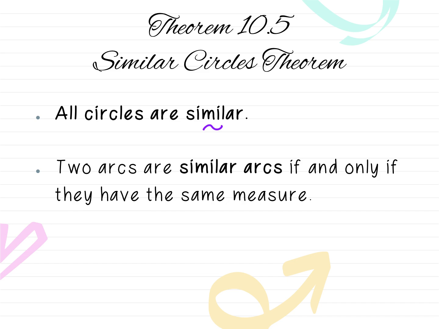Two arcs are similar arcs if and only if they have the same measure. So that does not mean they're congruent. They're similar. All circles have the same measure on the inside, regardless of how big or small. They are all similar. They are not congruent.